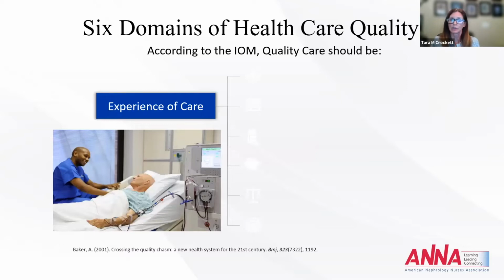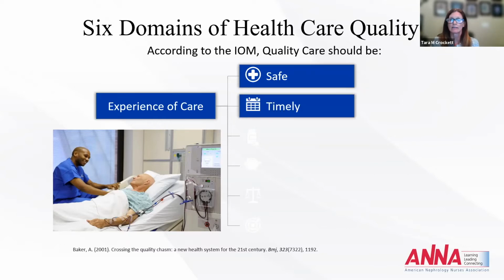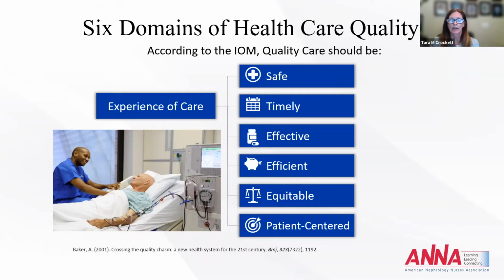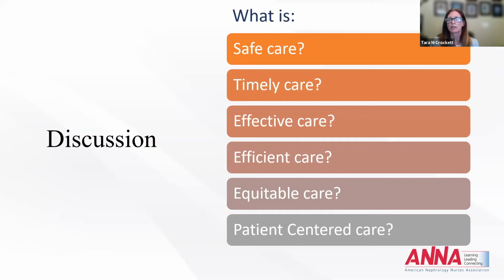So our quality measures encompass the 6 domains of healthcare quality. According to the IHI quality framework, the 6 system level domains of quality include safety, timeliness, effectiveness, efficiency, equitable care, and patient-centered care. You can remember that with the acronym STEEP. And that all contributes to the patient's experience of care.